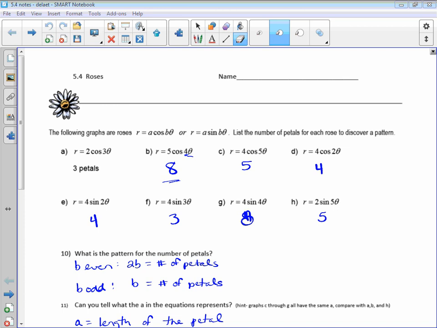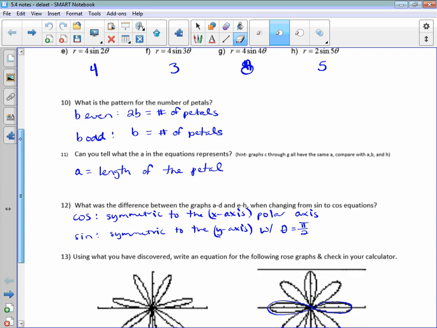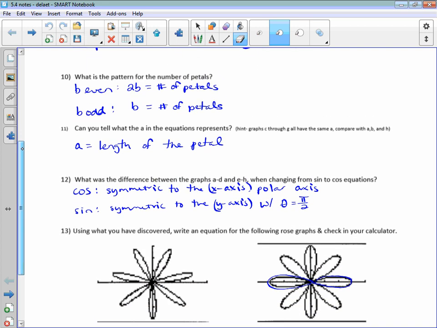And then what did you notice about sine versus cosine? It changes what axis it's symmetrical to. Okay, good. And cosine would be symmetric to the x-axis, good. Sine to the y-axis. Okay. So guys, if you haven't written those down, go ahead and jot those down. I want to make sure you've got the right stuff on the front.